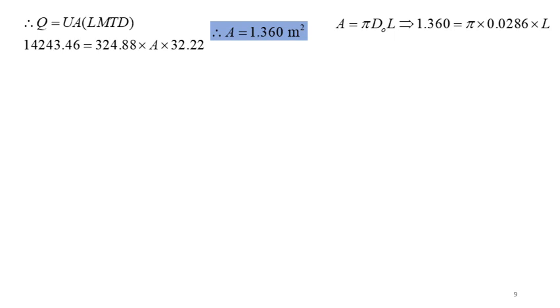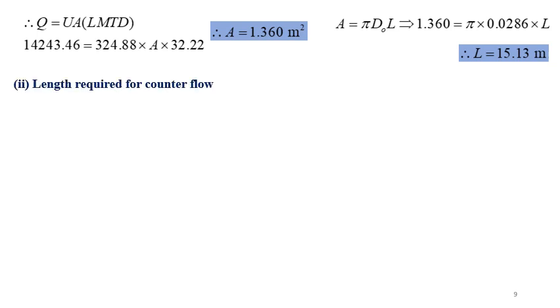Okay, that is the important thing you should remember, because we are calculating the overall heat transfer coefficient on the outside surface of the inner tube. If it is the inner surface of the inner tube, then we have to consider the inside diameter. So A is equal to pi d naught into L. d naught is known, pi is known, area is known, so length you can calculate. Length is equal to 15.13 meter. That is for parallel flow.